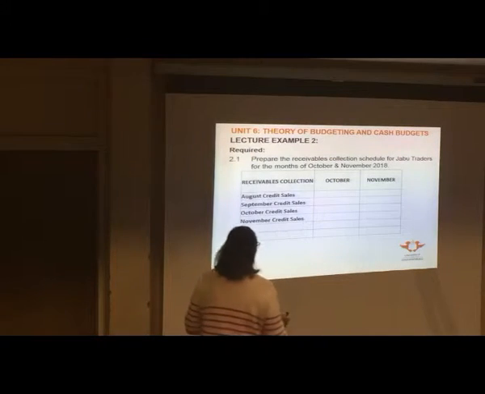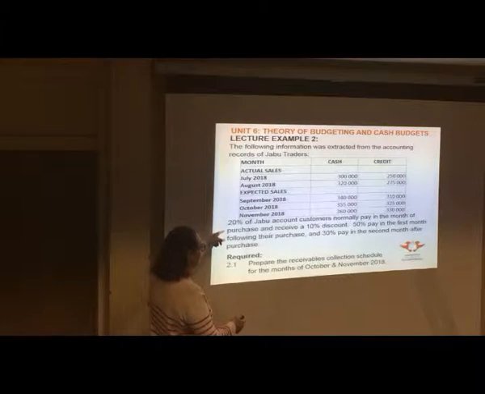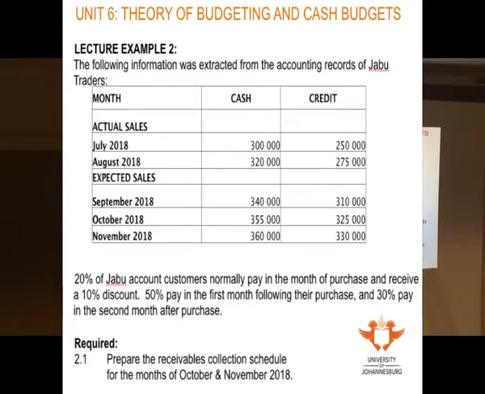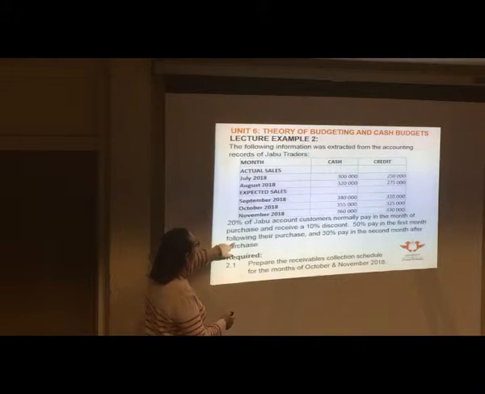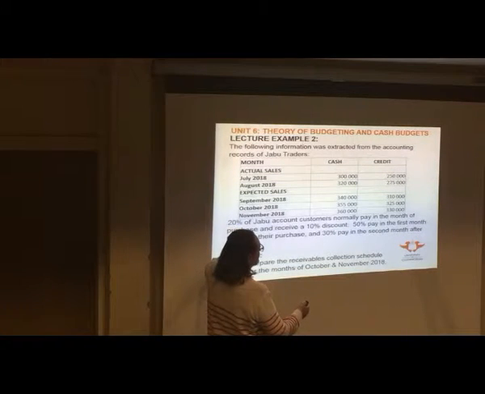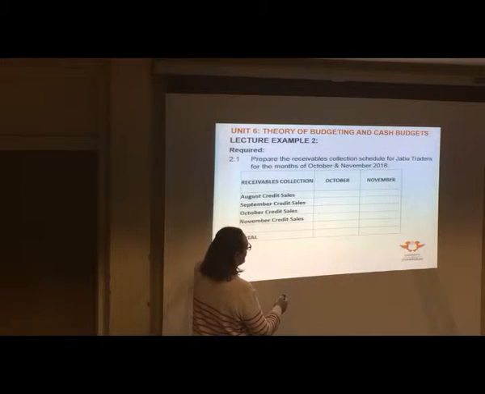So we've got one figure here. We've got this figure here. Now we must fill in the September credit sales in October. So in October, who from September is going to pay you in October? It says 50% pay in the first month following their purchase. That means that 50% of the people who bought in September are going to pay in October. Do you agree? Yes. Okay, so we're going to take the September figure, 310,000, times 50%, and those are the people that bought in September that are going to pay in October.